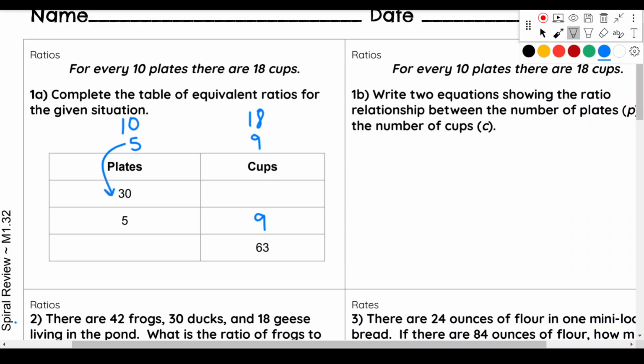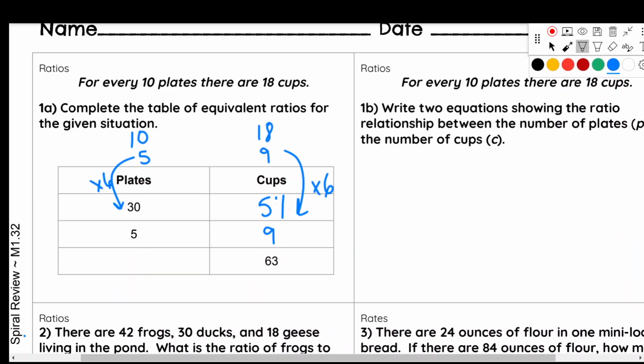5 times 6 is 30. 9 times 6 is 54. 9 times 7 is 63, and 5 times 7 is 35. So I have completed my table of equivalent ratios.